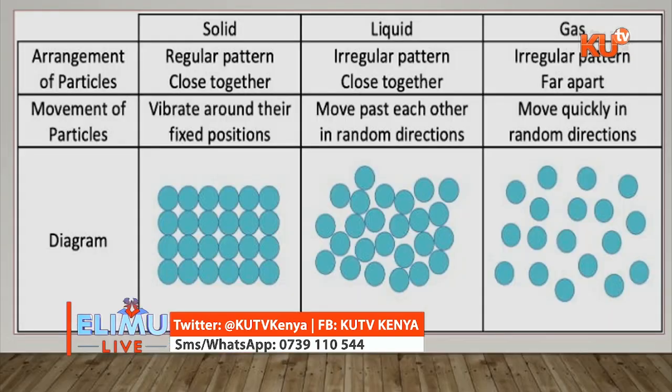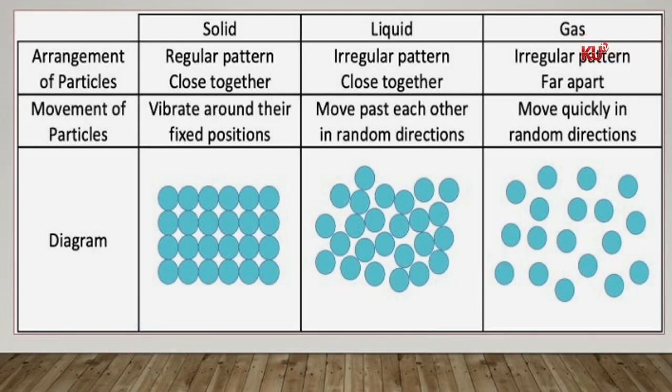Finally, let's look at the gases. How are particles arranged in a gas? Now, in a gas, we can see irregular patterns. The particles are very far apart. There is a lot of space in between them. So, that means these particles are able to move quickly. The key term there is that they're able to move quickly.